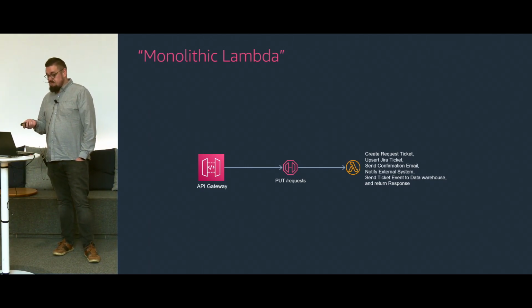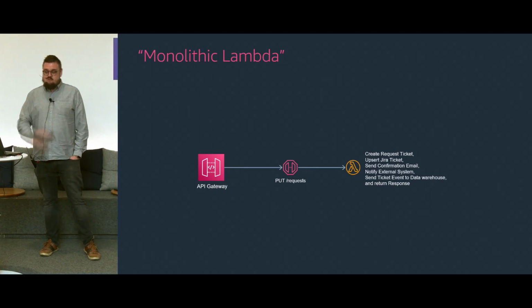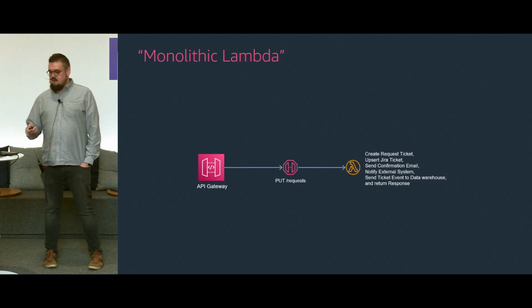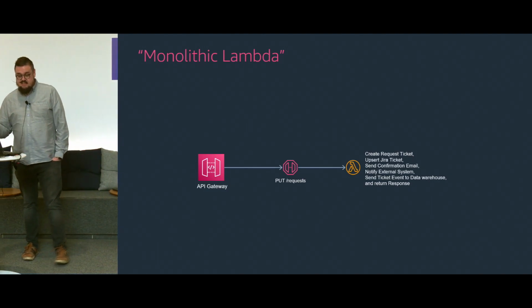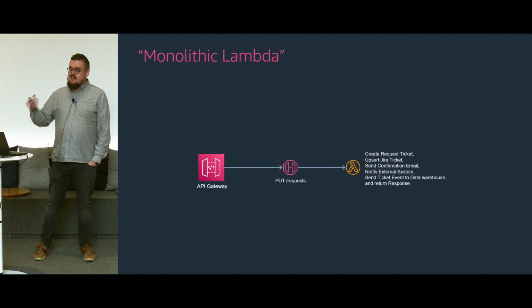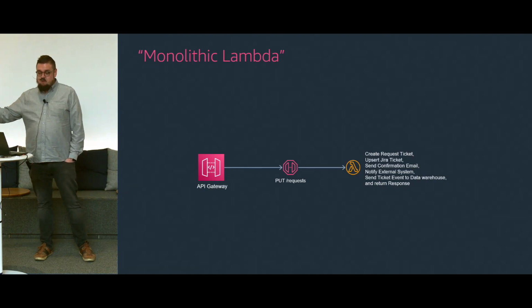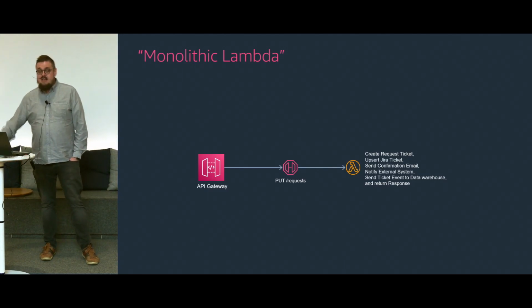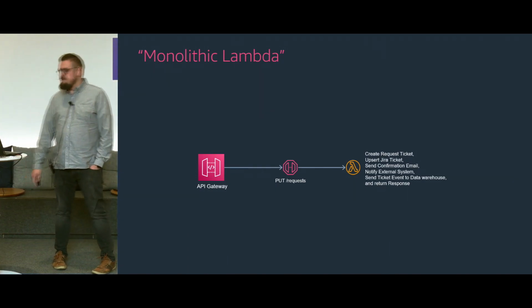So what I'm talking about is this monolithic Lambda. So you have API Gateway or whatever trigger it is, and then you have a Lambda function behind it. And the Lambda function does a lot of stuff. For example, in this scenario, it's creating a request ticket to, let's say, DynamoDB. It's updating or creating a Jira ticket. It's sending some confirmation email using SES. It's notifying some external systems, sending events to data warehouse, etc. And once it's done, it's returning a response to the client that is calling the API.